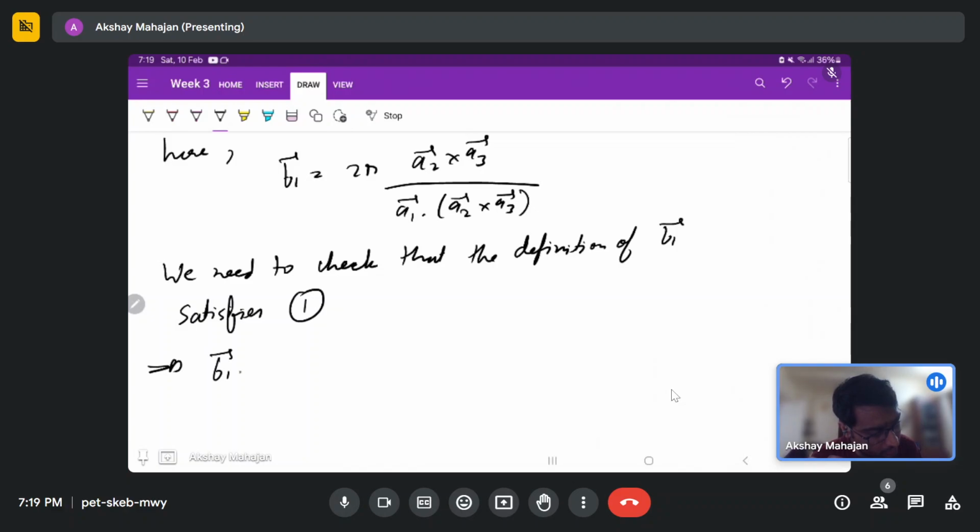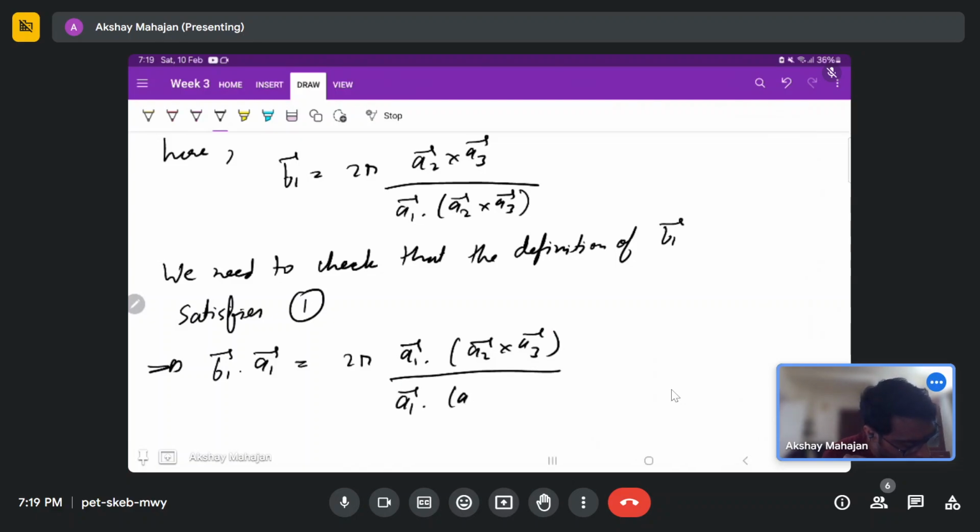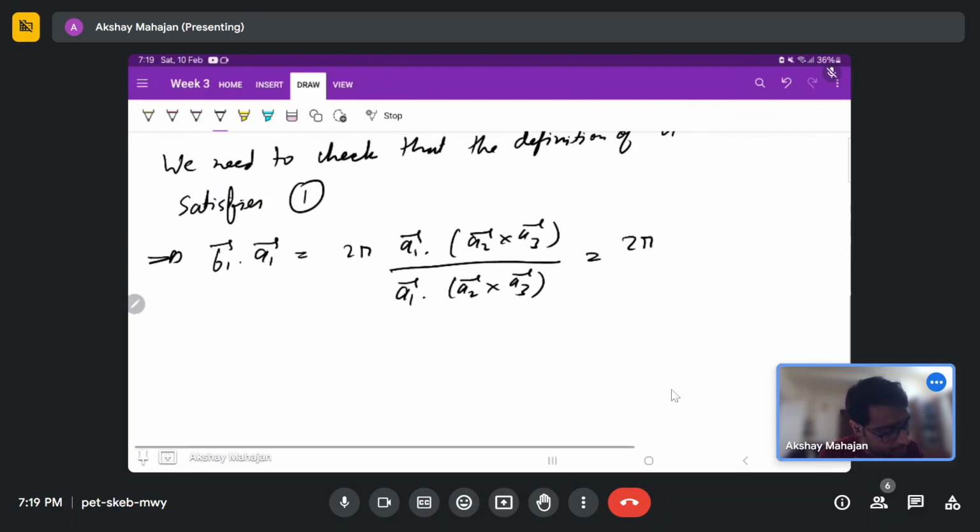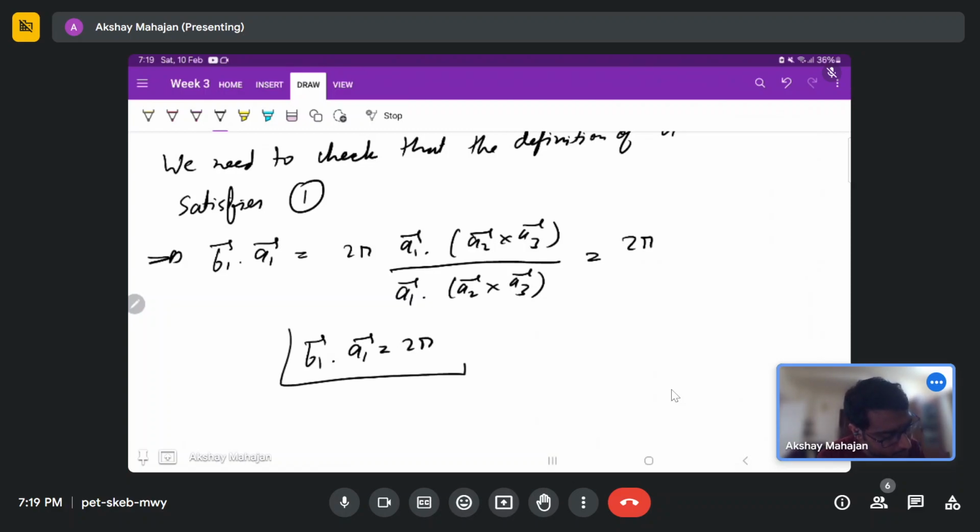So first we will check b1 vector dot a1 vector. What we will get is 2 pi times a1 vector dot a2 vector cross a3 vector divided by a1 vector dot a2 vector cross a3 vector. Both of them are the same, so they will cancel out and we will get 2 pi. So here we are getting b1 vector dot a1 vector is equal to 2 pi.